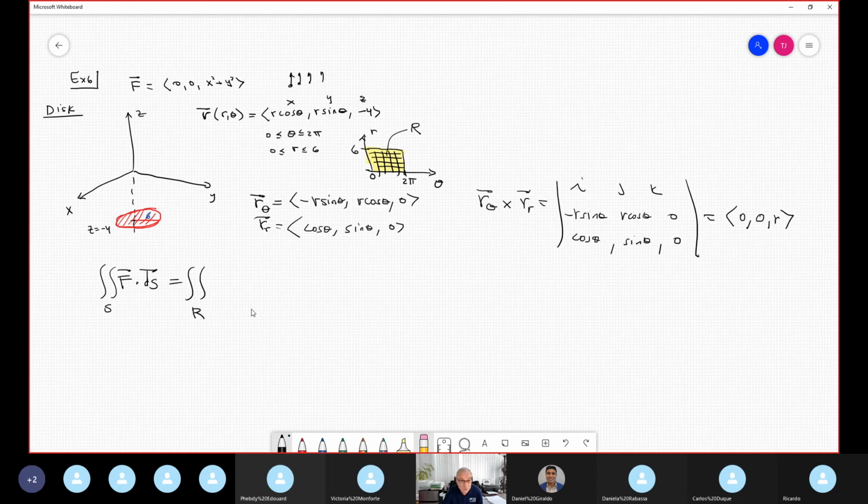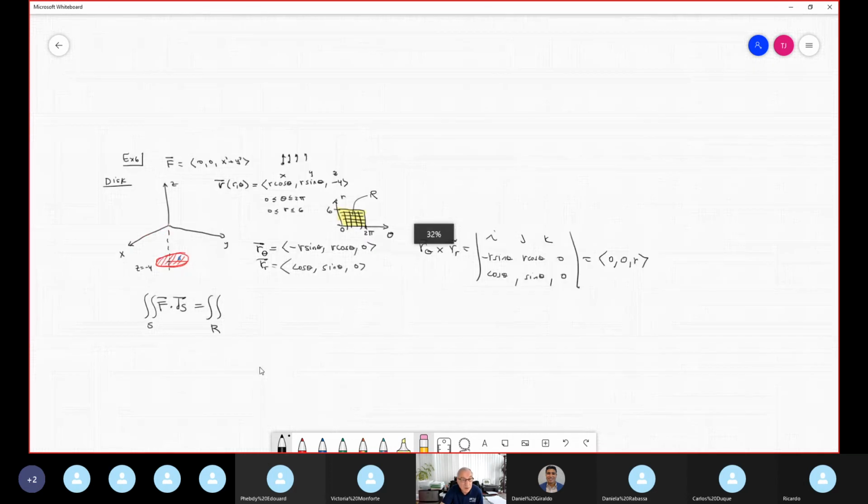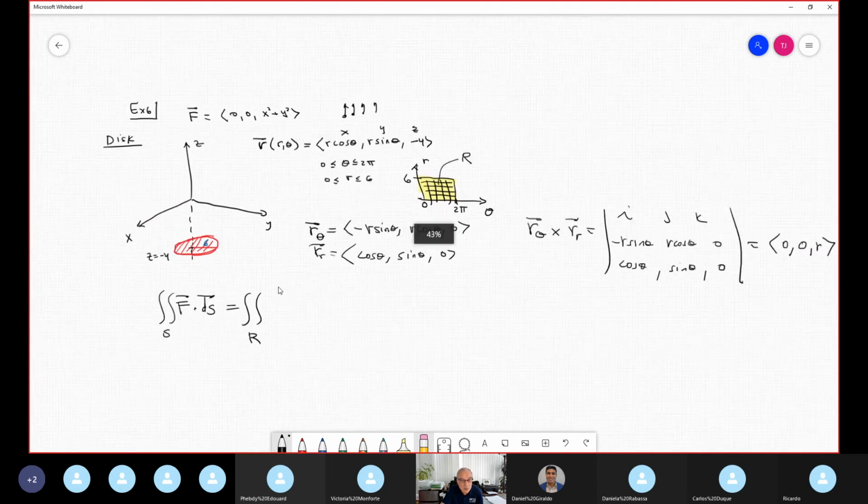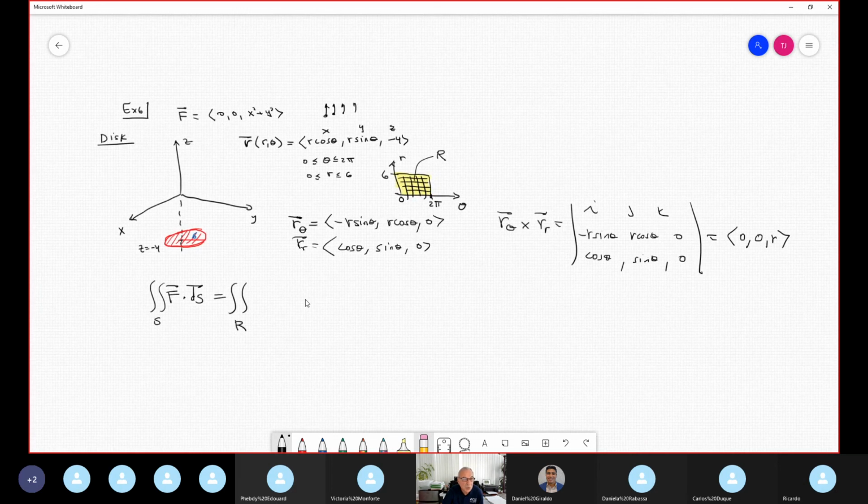Now, look at that. I come back to my vector field. My vector field was 0, 0, something, and this something is expressed in x, y. But remember, we changed the variables. Now it's r and theta, so it is r squared. So my vector field is 0, 0, r squared. The product with this guy, 0, 0, r, of course with dr, d theta. I don't need the Jacobian.